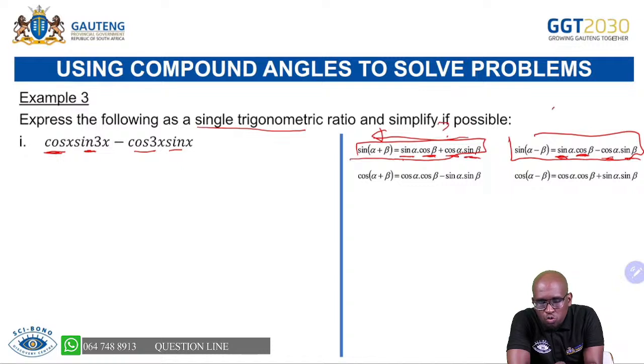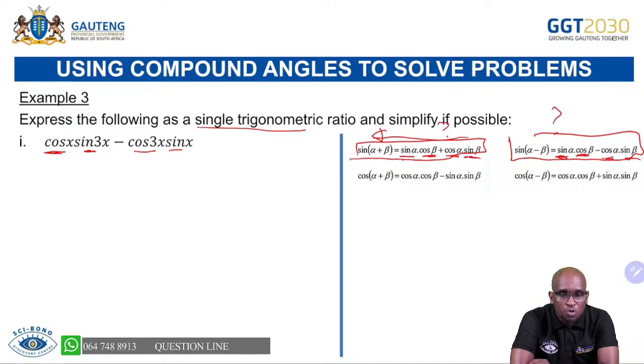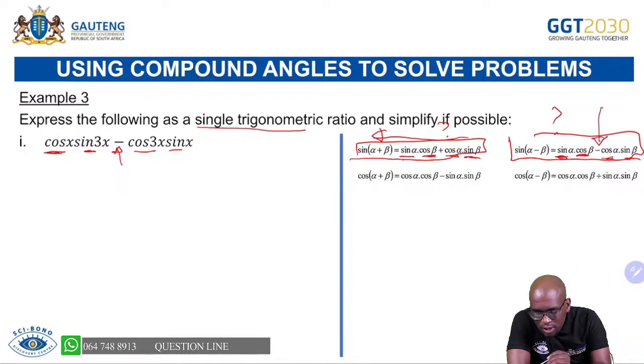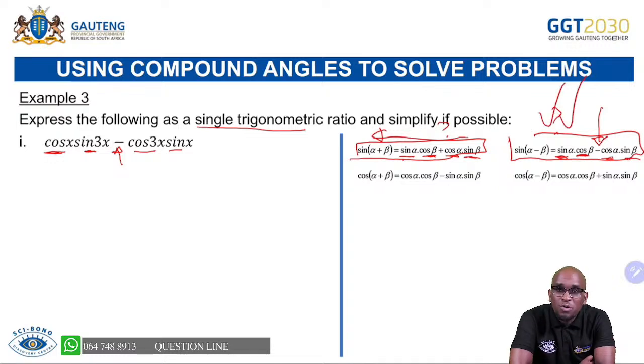So we have to choose which one we should use. Look at this sign here, minus. We're going to check the one here with minus, this one. So it means that we are going to be using formula number 2 there. That is the formula that we have to use. So let's check how we should use it.